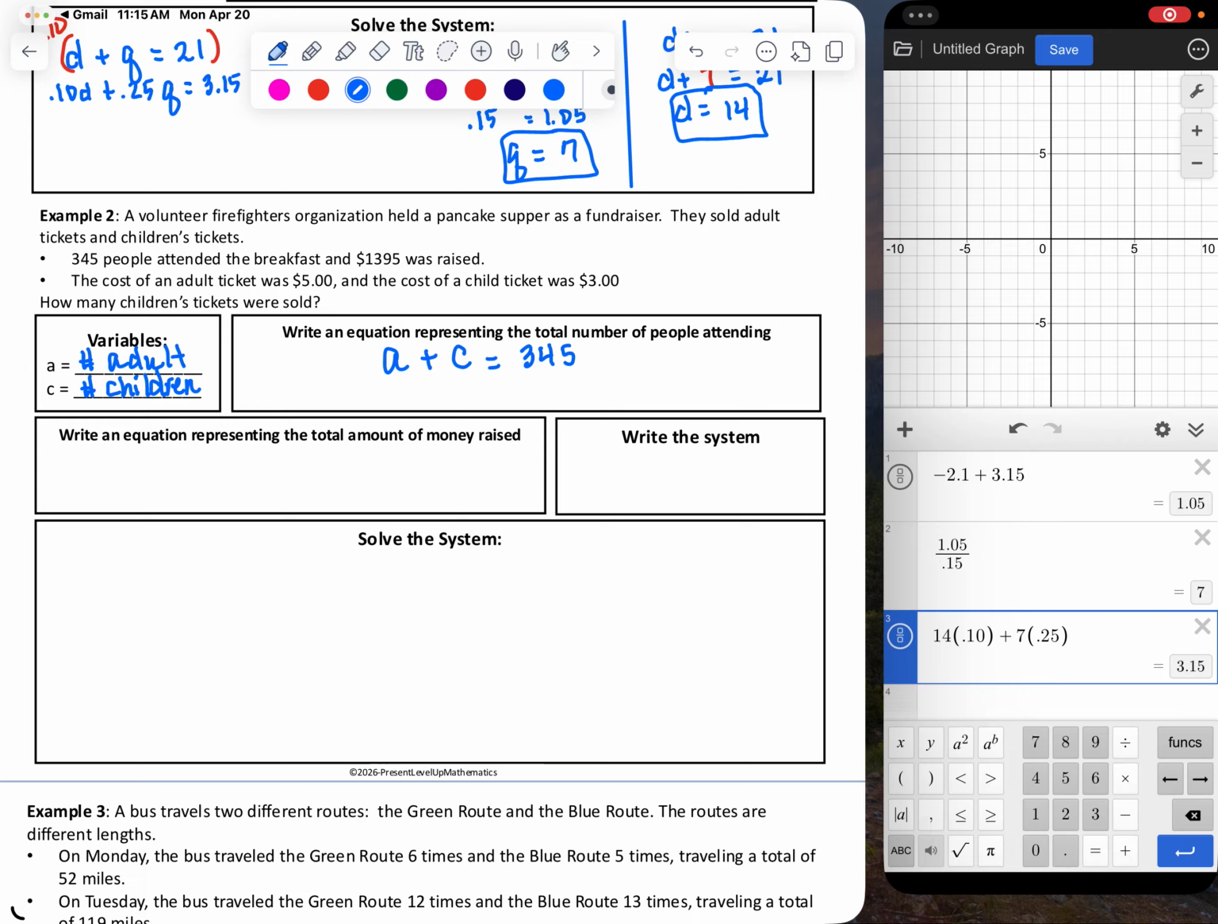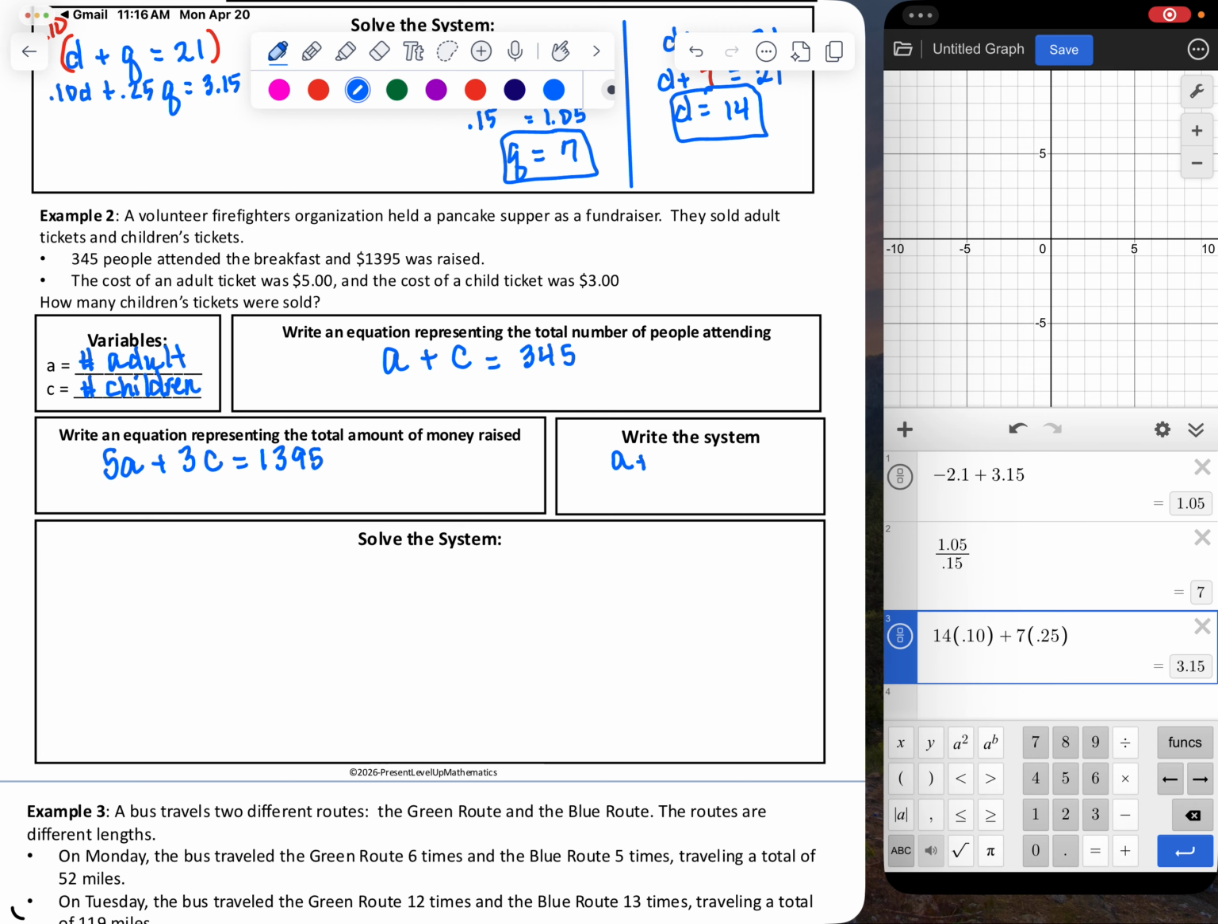345 people. All right. Now the next thing they want us to write an equation for is the total amount of money raised. So we know that the adult tickets were $5 and the children's tickets were $3. So 5 times the number of adult tickets plus 3 times the number of children tickets has to equal a total of $1,395.